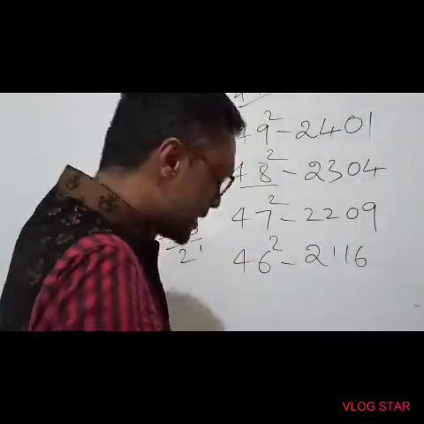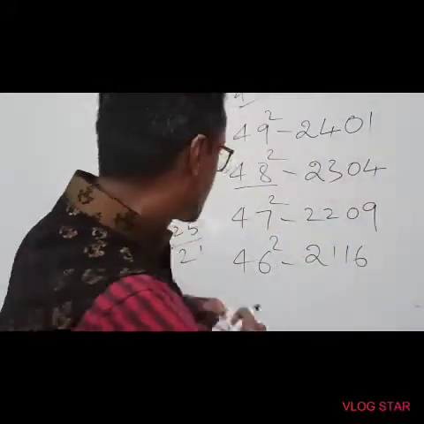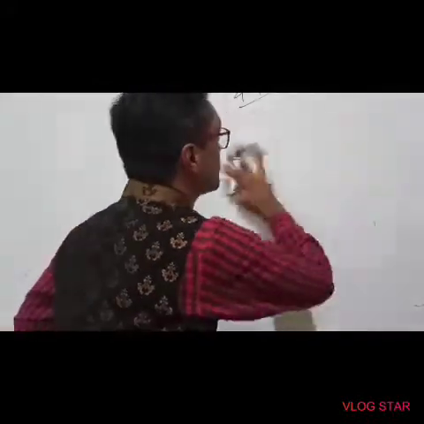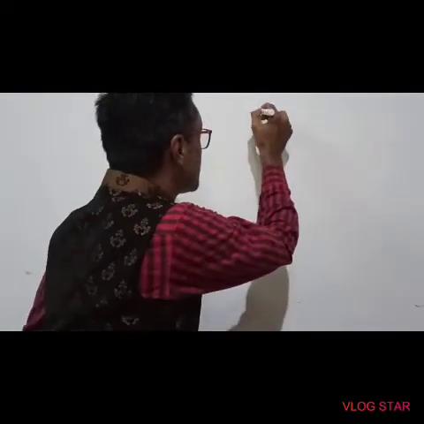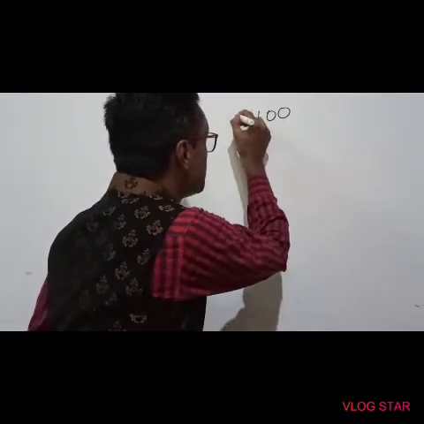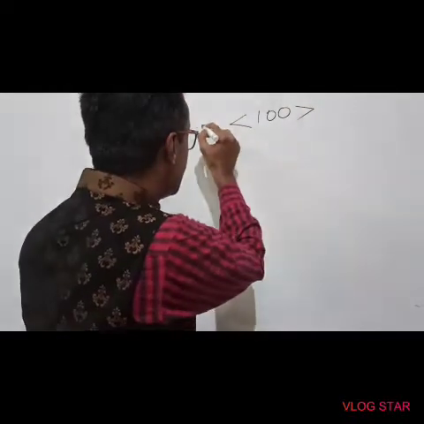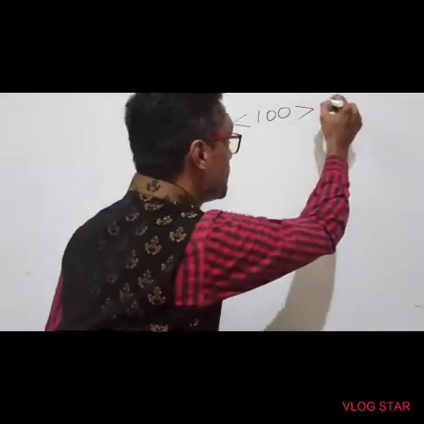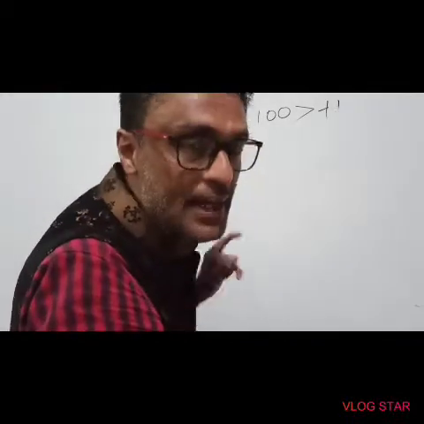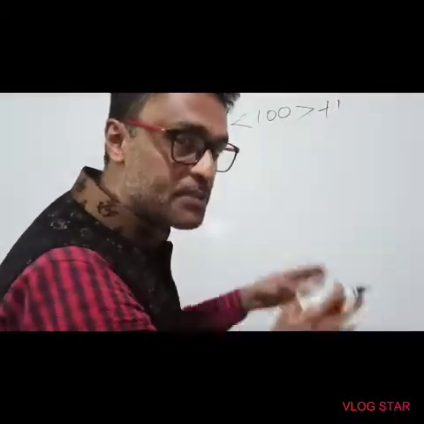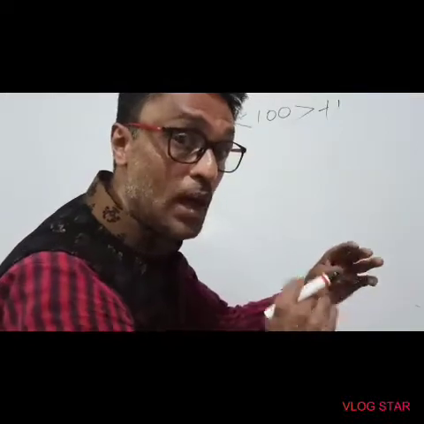Okay, this is another case. So what will you do for other numbers? For example, if the numbers are near to 100, below 100 or above 100, what to do? Just read. Numbers below 100, above 100. If it is below 100, you have to subtract. If it is above 100, you have to add. That's all.